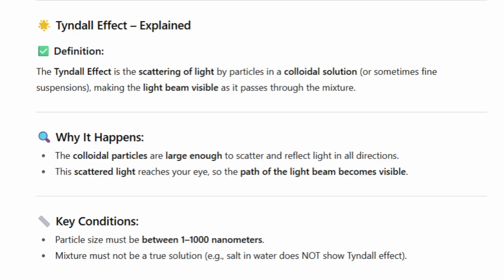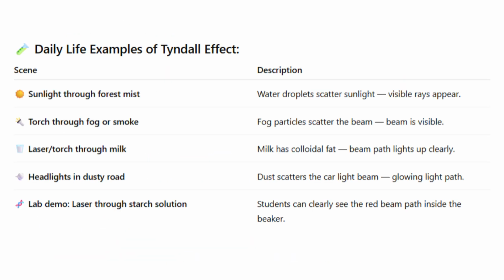Key conditions: Particle size must be between 1 to 1000 nanometers. The mixture must not be a true solution, e.g., salt in water does not show the Tyndall effect. Daily life examples of the Tyndall effect.